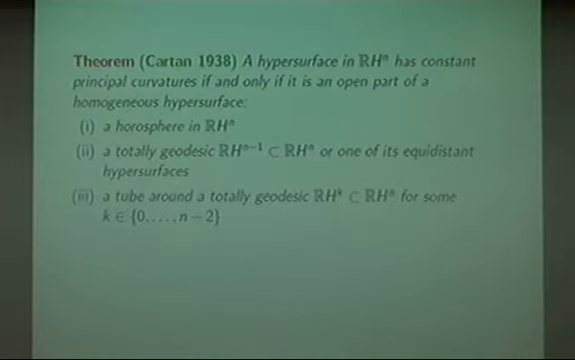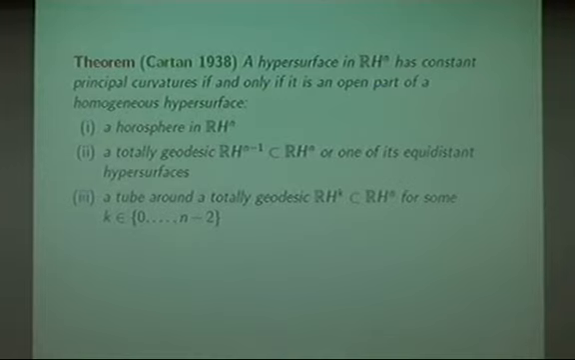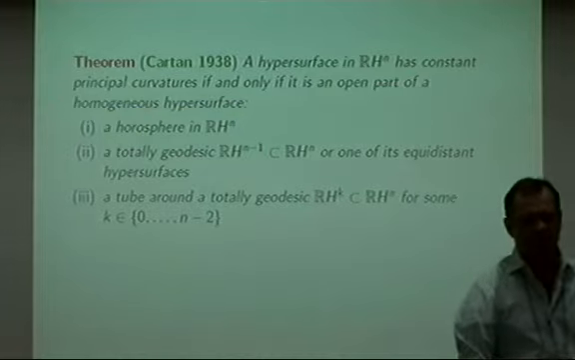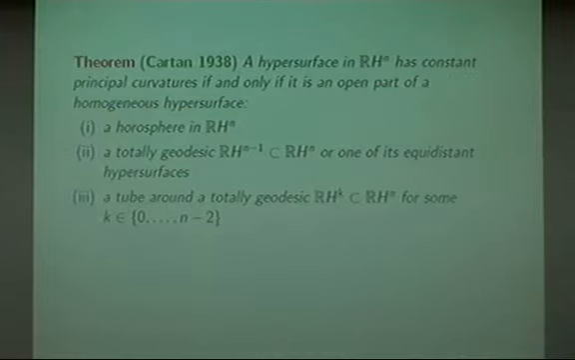One striking result is, of course, this complete classification, which is quite satisfactory, but there is something quite interesting in this theorem, because all these hypersurfaces which are listed here are homogeneous, which means they arise as an orbit of a subgroup of the isometry group of real hyperbolic space.